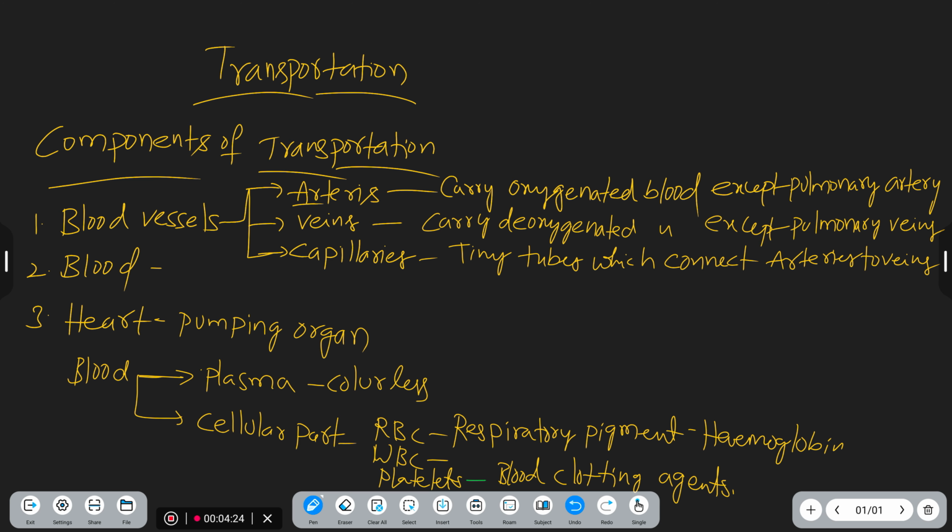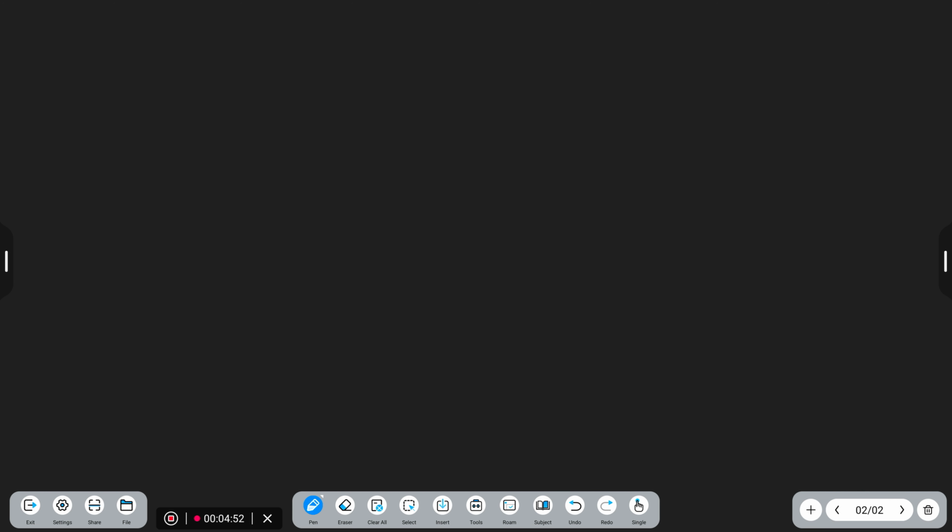Okay, now platelets. What is the function of platelets? They are blood clotting agents, which help the blood to clot during an injury. So if there are no platelets, what will happen? The blood will flow continually and it leads to the death of the organism. Understood?